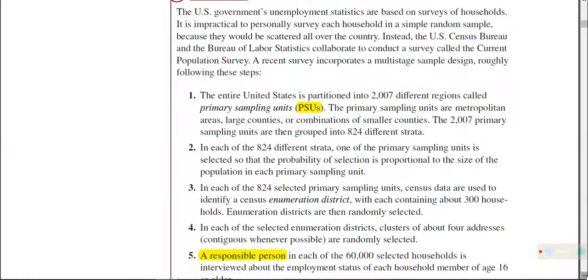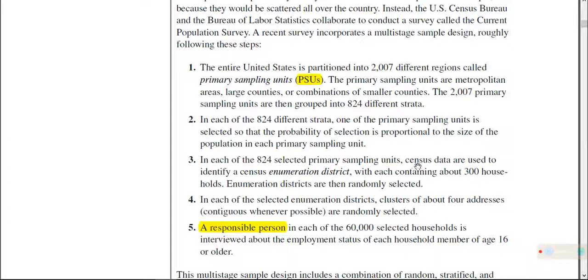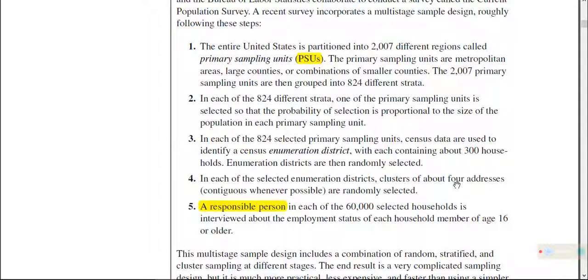Next, in each of the 824 selected primary sampling units, census data are used to identify a census enumeration district, with each containing about 300 households. Enumeration districts are then randomly selected. Dito, cluster sampling na tayo. Kasi randomly selected na lang yung mga district. Merong mga district na hindi na makakasali dun sa sample natin. In each of the selected enumeration districts, clusters of about 4 addresses contiguous whenever possible are randomly selected.